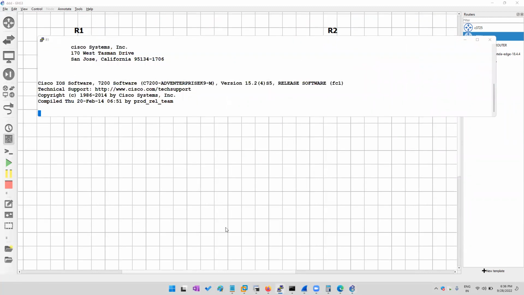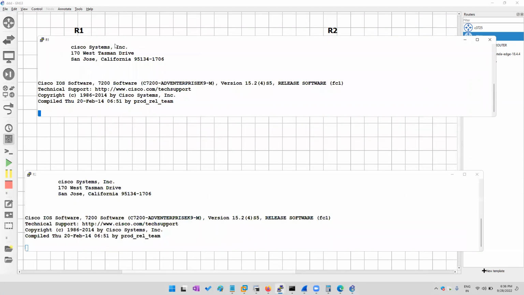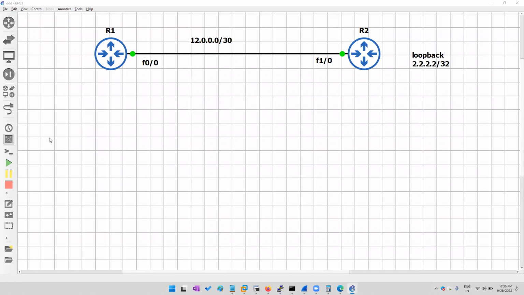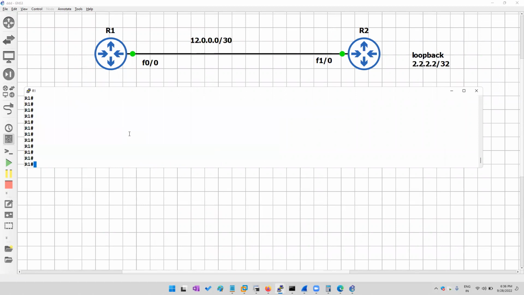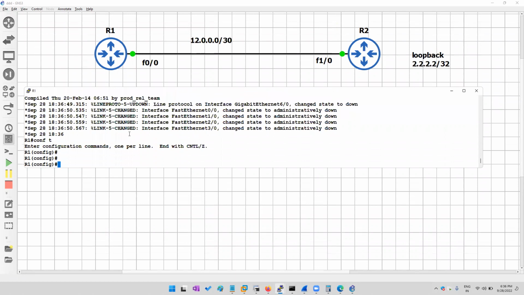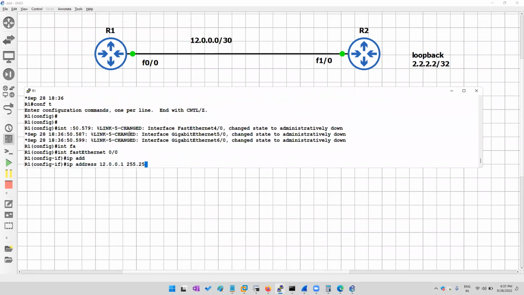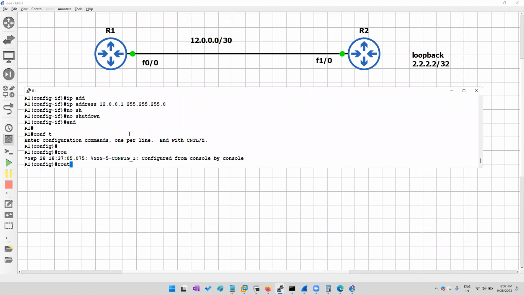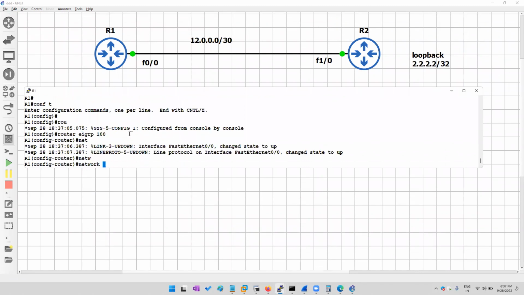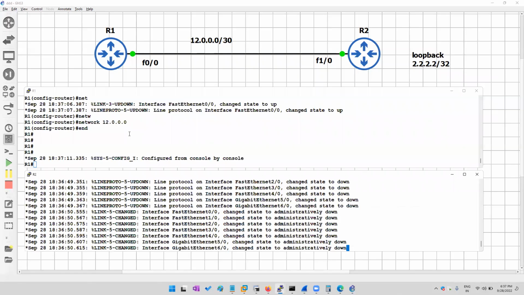Access both routers one by one and configure both. First, go to R1. On the R1 side, we are getting only the WAN interface. We can create a loopback also, but right now we test only the metric. FA 0/0, set IP address 12.0.0.1 with the subnet mask, no shutdown, and we are enabling router EIGRP 100. Network is 12.0.0.0.